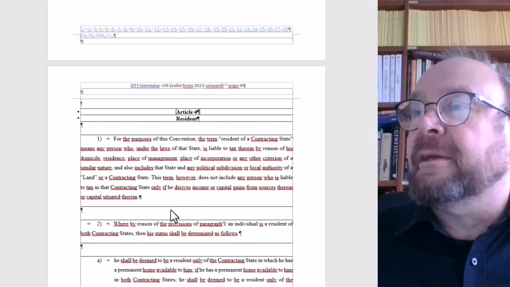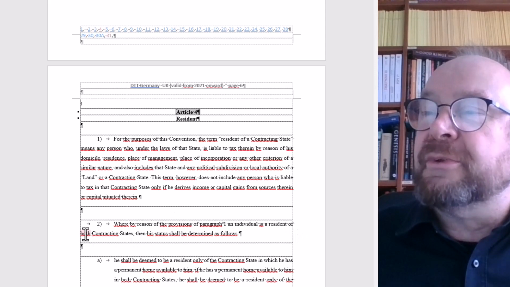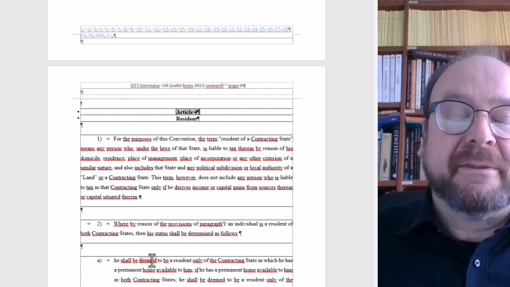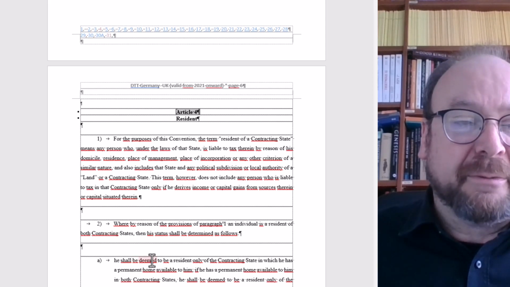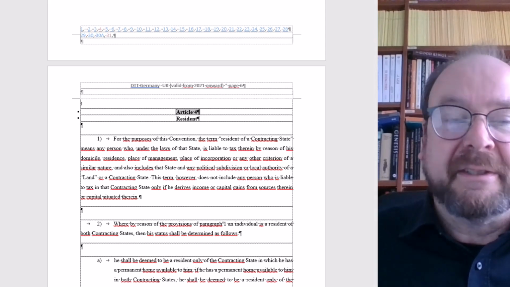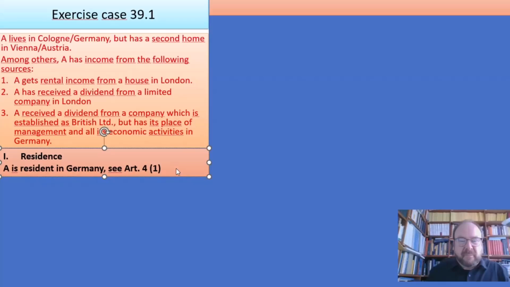Paragraph 2 of Article 4 applies only in the case if somebody is resident of both contracting states, and that's not the case here. So indeed, we have found out what we already suspected. The UK treaty has in Article 4 the same contents as the OECD model, so we can be confident and happy that it's exactly as we expected. So it's Article 4.1 of the DTT Germany-UK.